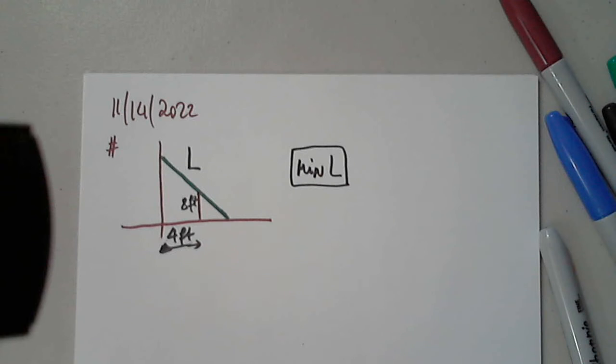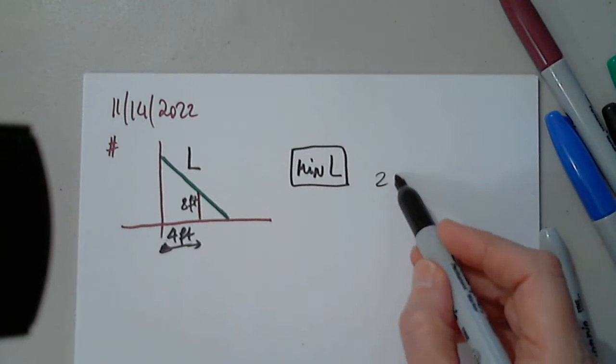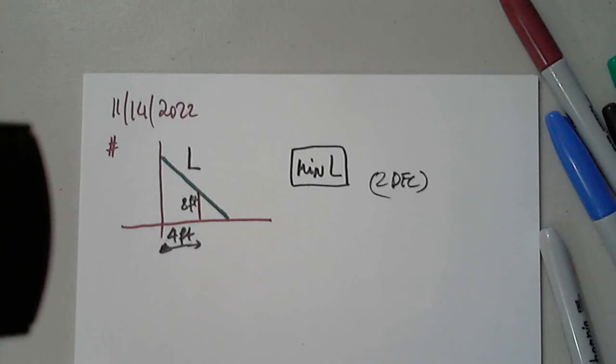Okay, let's go back. So what is the length in feet of the shortest ladder that will reach from the ground over to the fence, over the fence to the wall of the building? Round your answer to 2 decimal places. So 2 decimals. Okay, perfect.